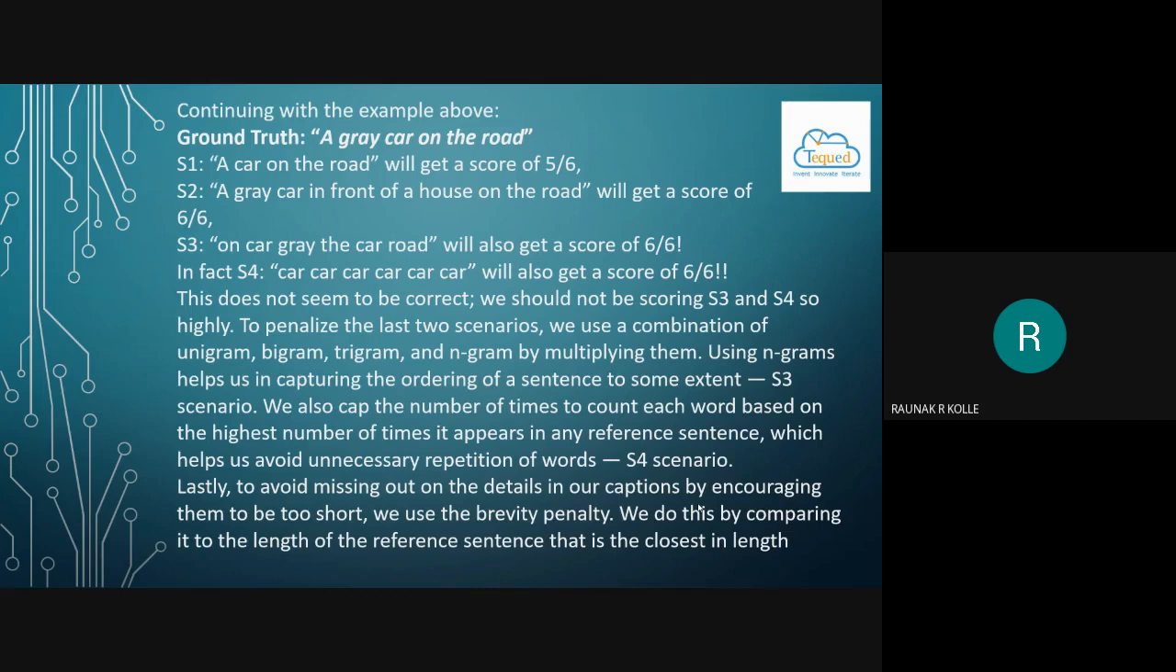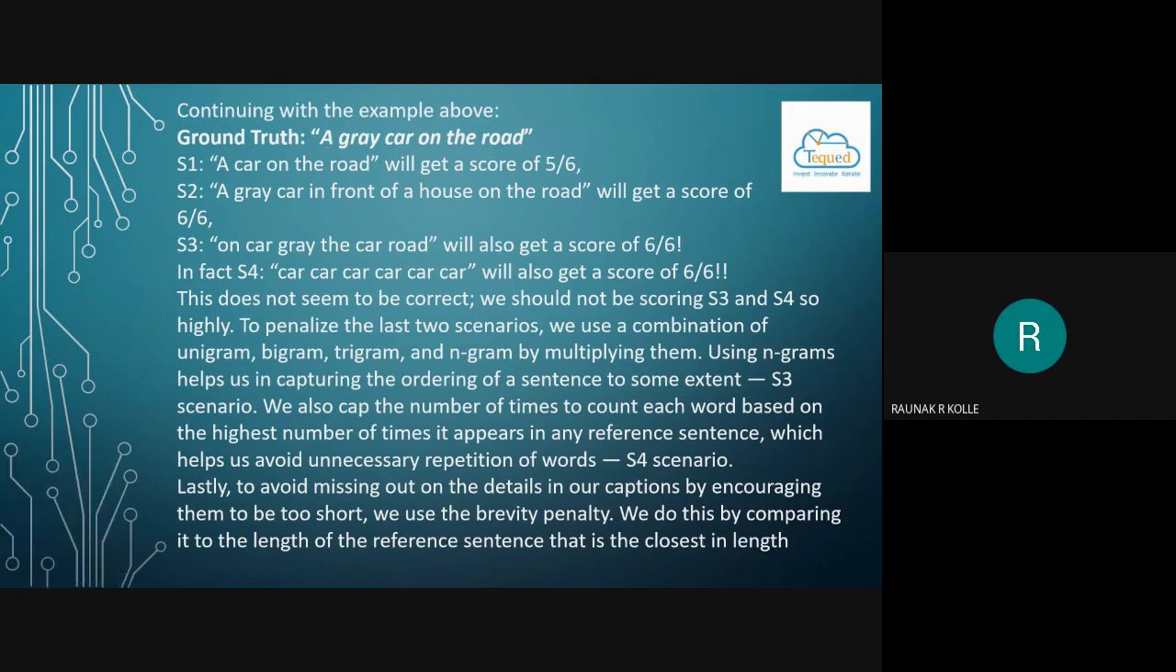Continuing with our previous example, the ground truth being a grey car on the road. S1, that is, a car on the road, will get a score of 5 out of 6. S1 refers to sentence 1. S2, or sentence 2, contains a grey car in front of the house on the road, and will get a score of 6 out of 6 because all the necessary components are covered in this.